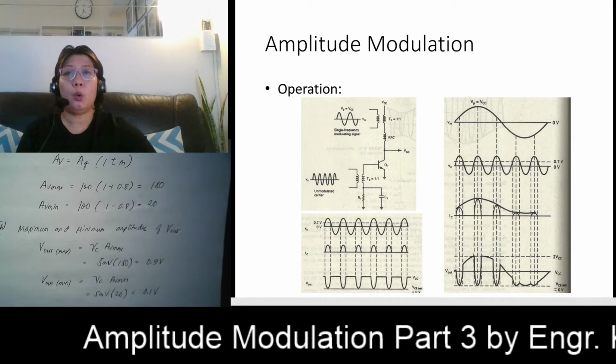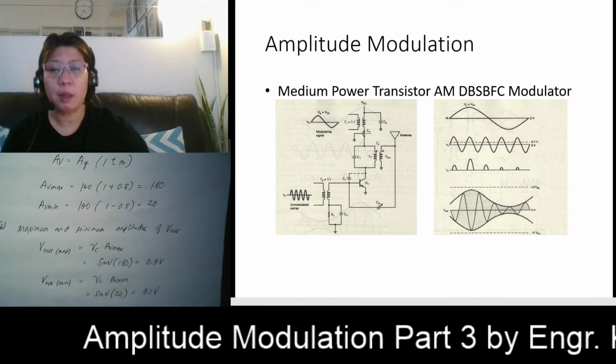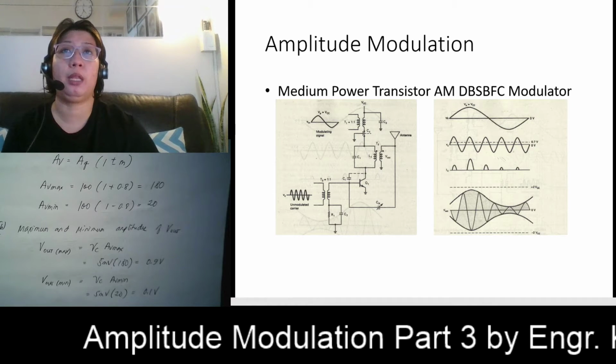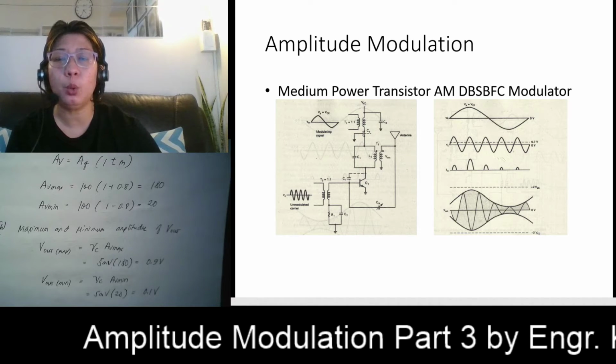So we have here another type of circuit. We call this the medium power transistor AM double sideband full carrier modulator. This is also a collector modulator because, as you can see, your modulating signal is applied at the collector of your circuit. Your VM maximum is also equivalent to VCC.